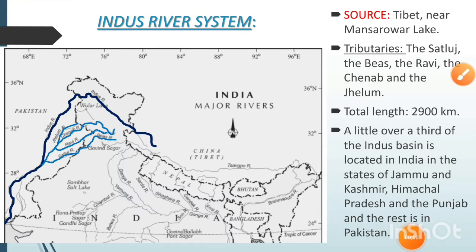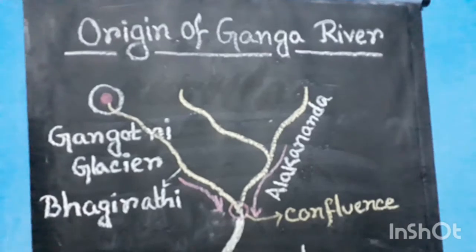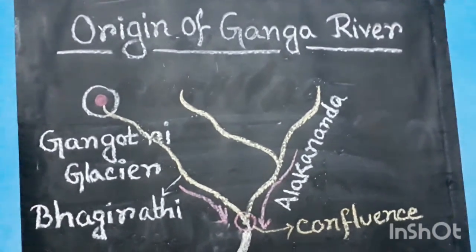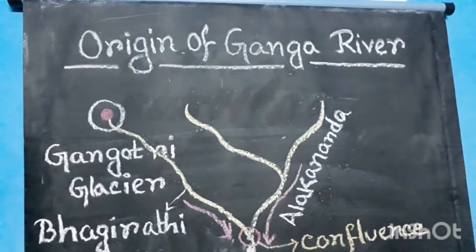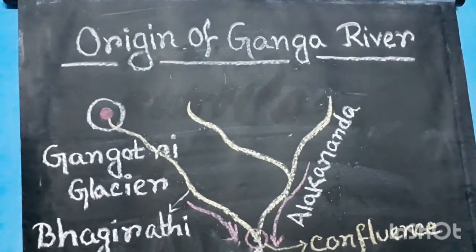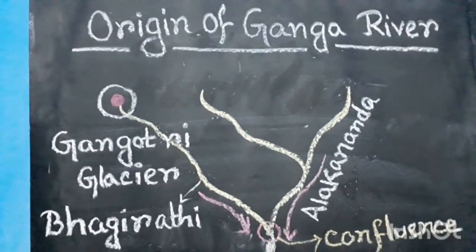So here we can find that a little over a third of the Indus basin is located in India, in the states of Jammu and Kashmir, Himachal Pradesh and Punjab, and the rest, the major part, lies in Pakistan. Now, to understand the Ganga river system, firstly we have to understand the origin of the Ganga river.